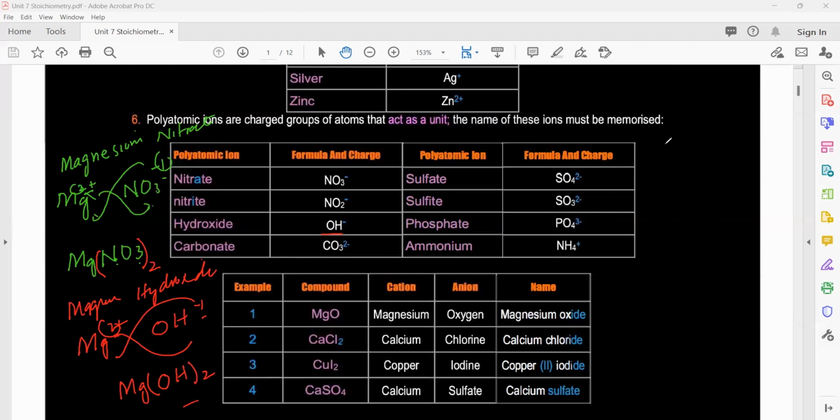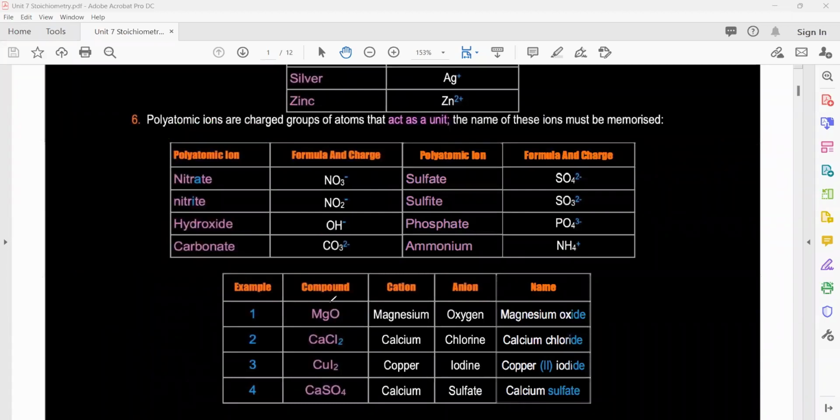But when you write, for example, magnesium sulfate. So magnesium is 2 plus, sulfate is 2 minus. So 2 plus and 2 minus are the same, cancel them. So the formula will be MgSO4. Are you getting these formulas? Please confirm. Yes. Okay.